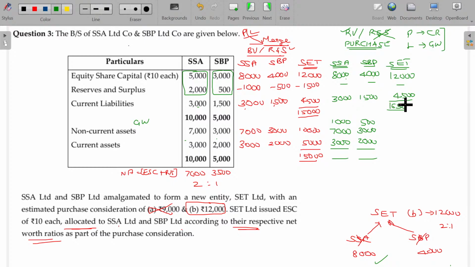16,500. And in case of assets, we have non-current assets, that too intangible. This may be tangible assets. This one being intangible assets. 1,000 plus 500, 1,500. 7,000 plus 3,000, 10,000. 3,000 plus 2,000, 5,000. Then overall value being 16,500.